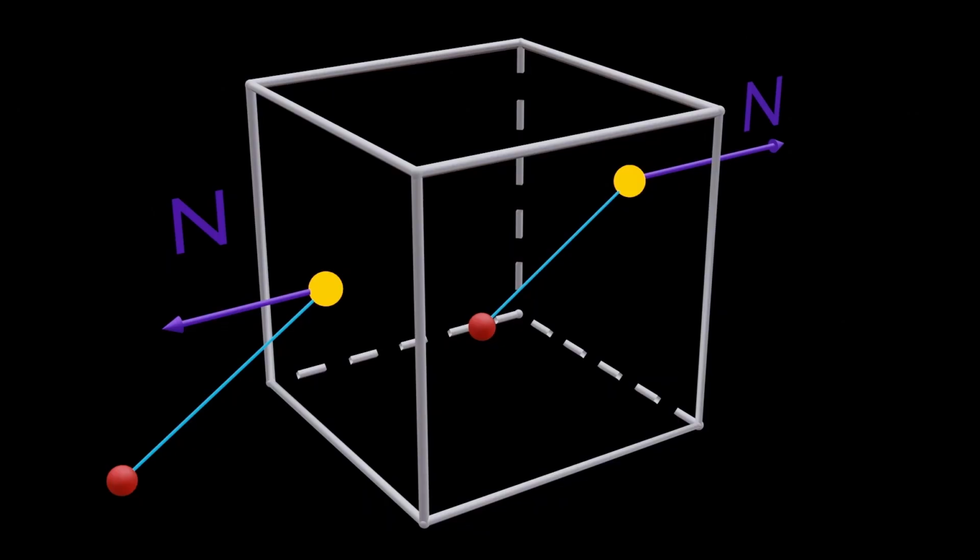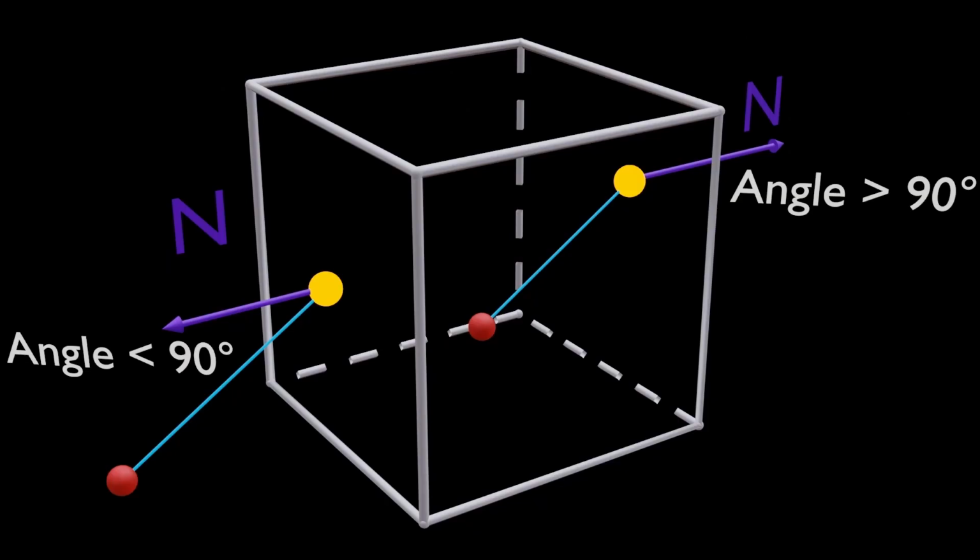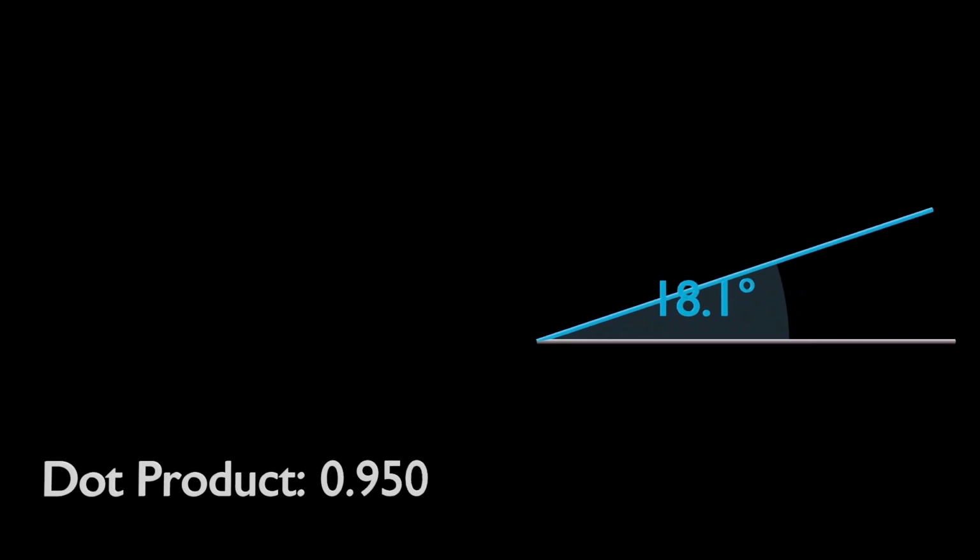If you compare the angle between the ray and normals, you can notice that if the point is inside the volume, the angle will be larger than 90 degrees. And if the point is outside the volume, the angle will be smaller than 90 degrees. Knowing that, it is really easy to check if the point is inside or outside of the volume. Now, how do we check that between two vectors easily in Blender? With the dot product vector math node.